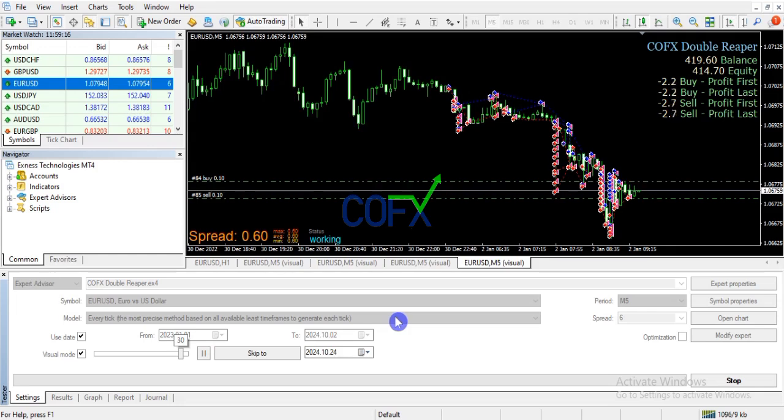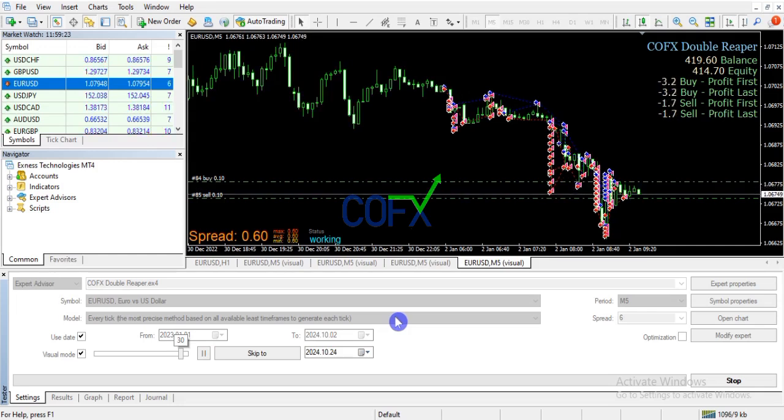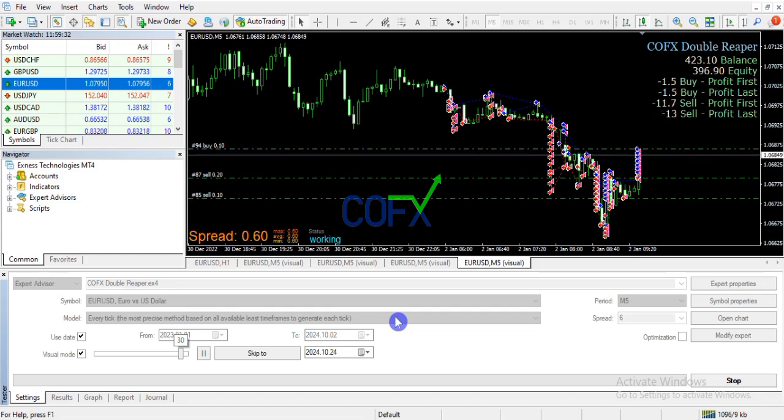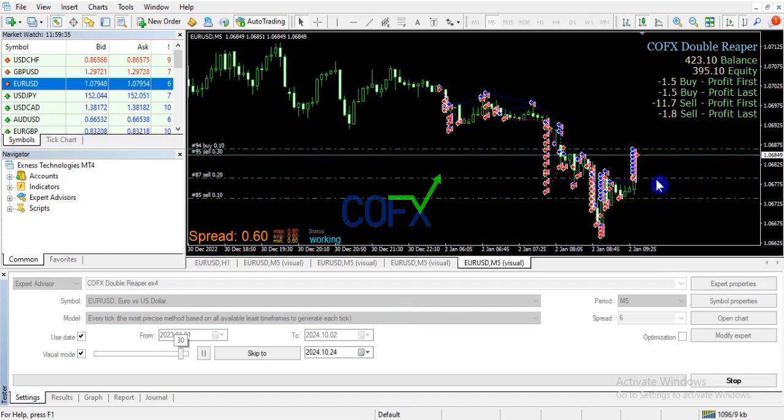We call it a double reaper because you can be buying and selling at the same time, and it's actually a no-loss robot, assuming there's unlimited capital. If it's losing this sell, it creates another one that is used to average the loss from this one, and then there's another sell that is used to average the loss from all these ones, and before you know it, all of them will be closed. So that's actually the strategy.